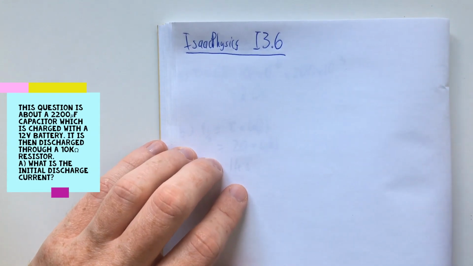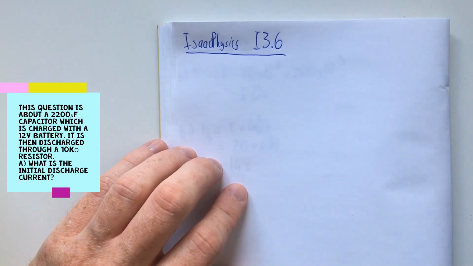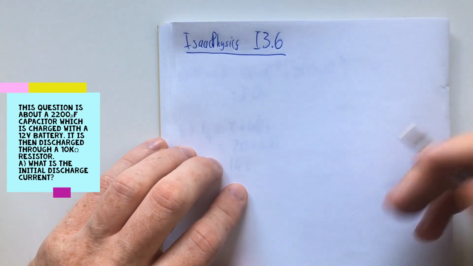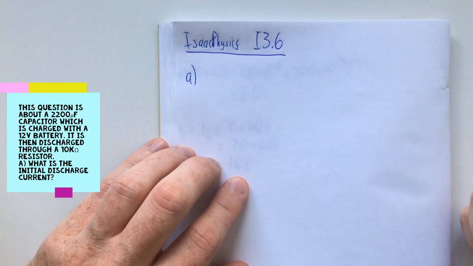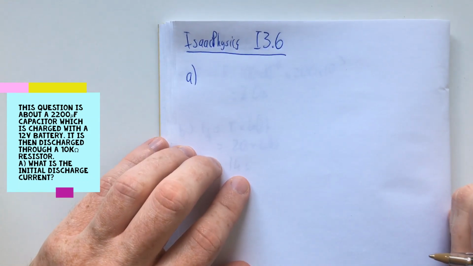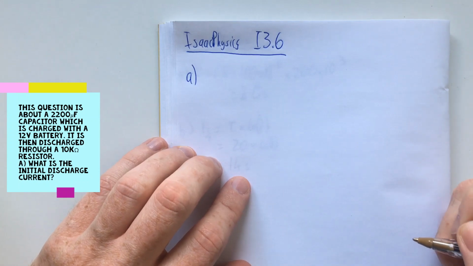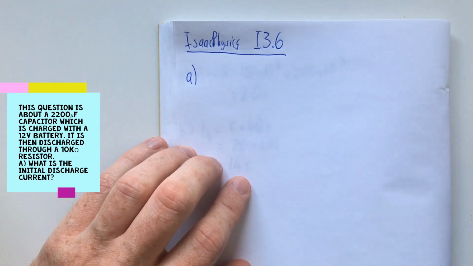This is the worked solution to Isaac Physics question I3.6. It's a very difficult question. So part A, we are asked to find the initial discharge current when a capacitor of 2,200 microfarads is charged with a 12-volt battery, and then it's discharged through a 10 kilohm resistor.